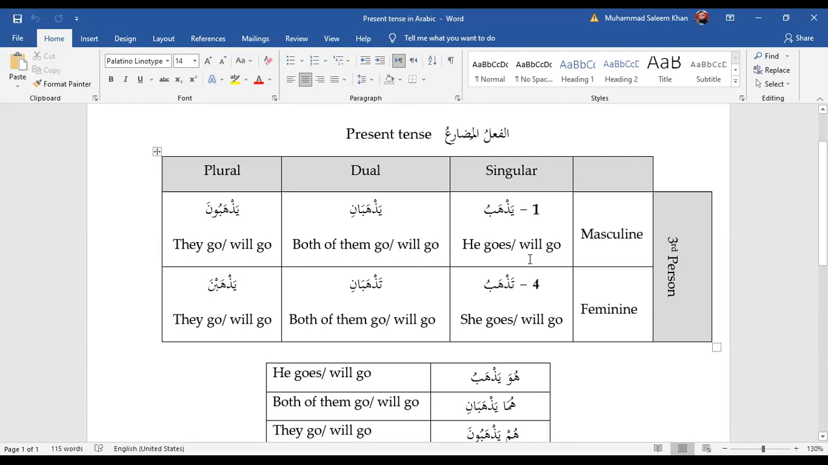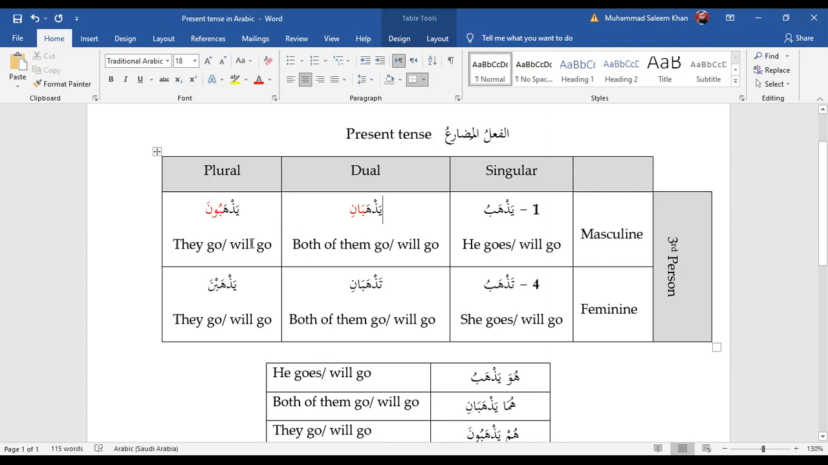So yadhabu, he goes, and yadhabani, both of them go or will go. So you see here, ani is used for dual. Ani gives the sound of dual, and we have yadhabuna. Una gives the sound of plural for masculine. Okay, how would we differentiate when we have the sound of ani and una if it's a noun or a verb? Because the verb will always start with either ya or ta. So when we have the sound of ani and una, we have to see if we have ya or ta.